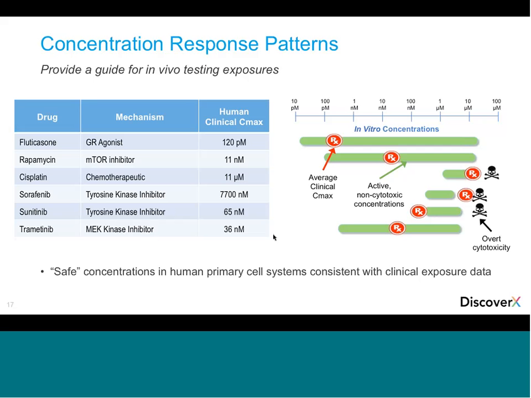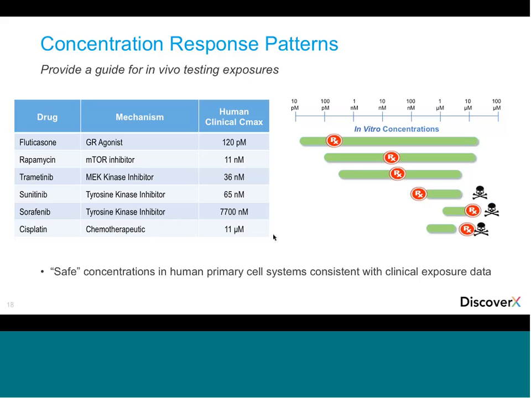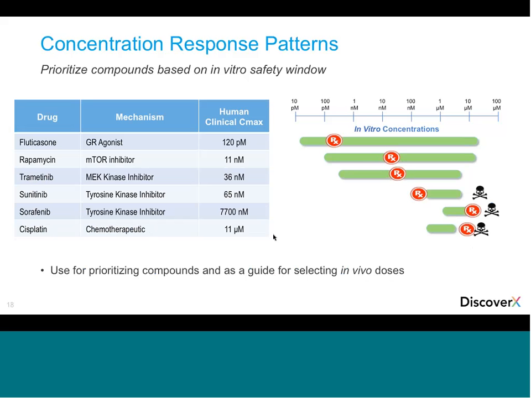And we have been able to correlate this with a safety window. And we can use this feature for prioritizing drugs. And we know, for example, that among the kinase inhibitors, sorafenib has more toxicity than sunitinib, and sunitinib has more toxicity than trametinib. And so we can actually watch the progression of classes of molecules for which our pharmaceutical and biotech clients have developed drugs that have better safety profiles and improved therapeutic windows.